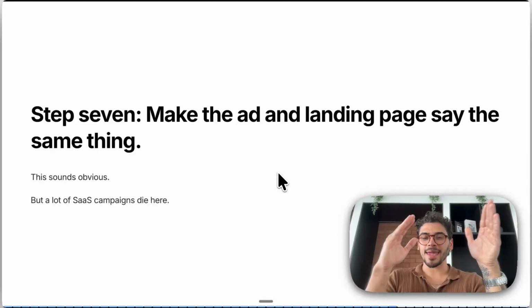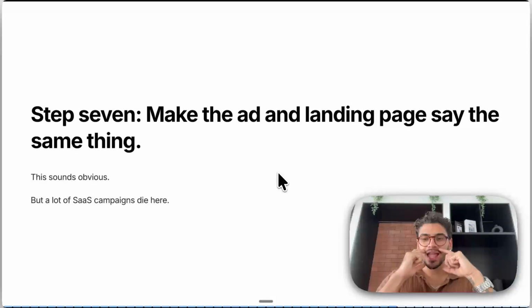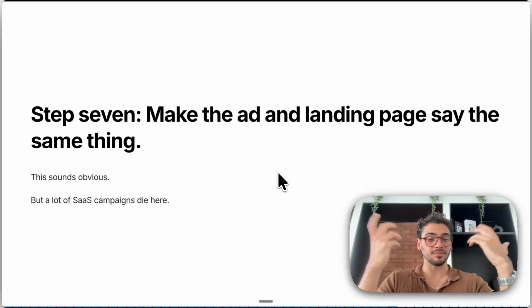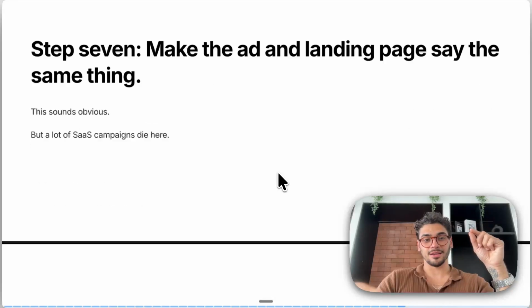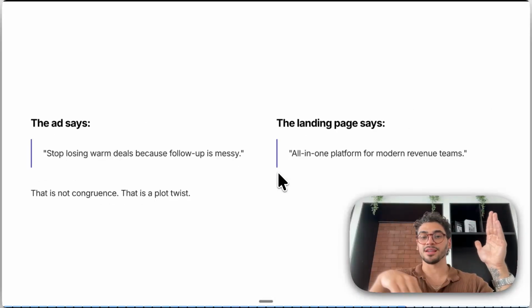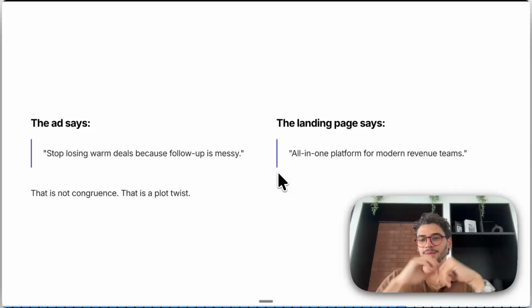Step 7, make the ad and landing page say this exact same thing. I think this may sound obvious. Some of you maybe don't think so, but a lot of SaaS campaigns die here. And why do they die? Because the ad says, stop losing warm deals because follow-up is messy. And then the landing page says, all-in-one platform for modern revenue teams, right?